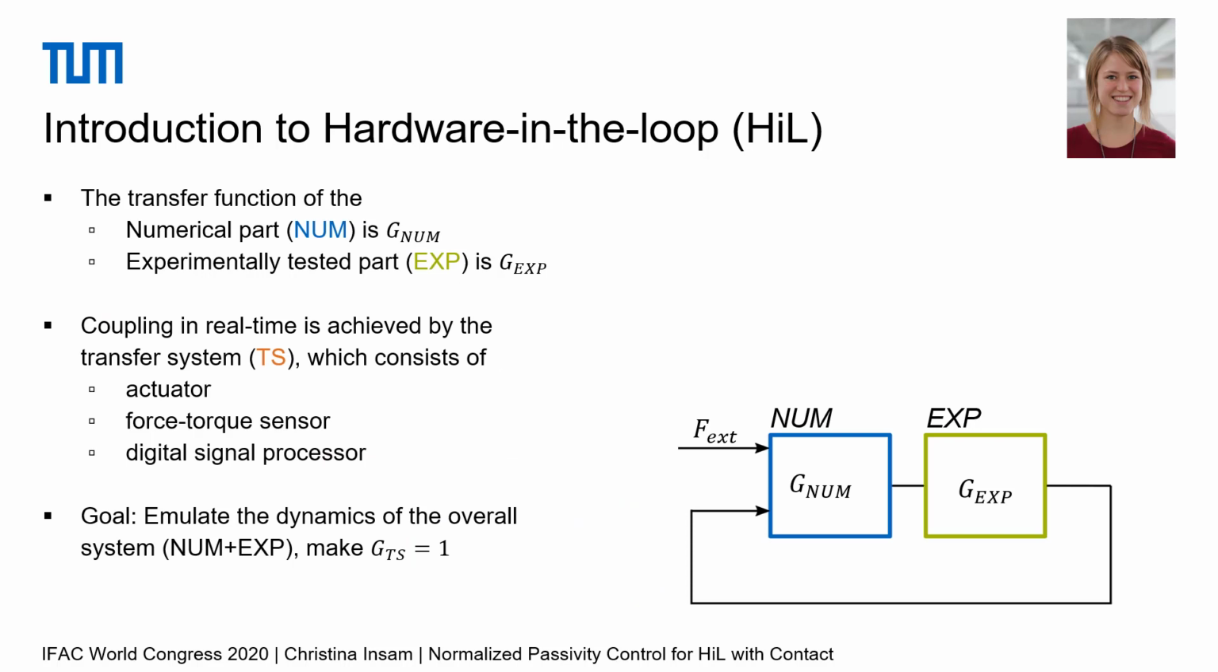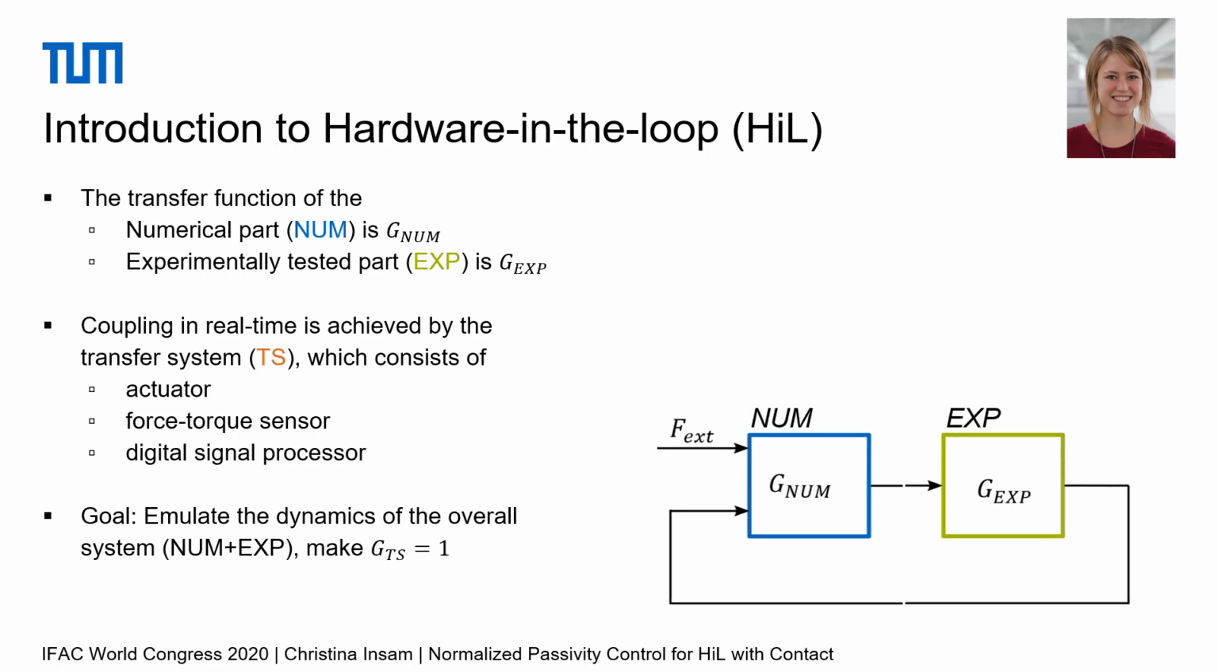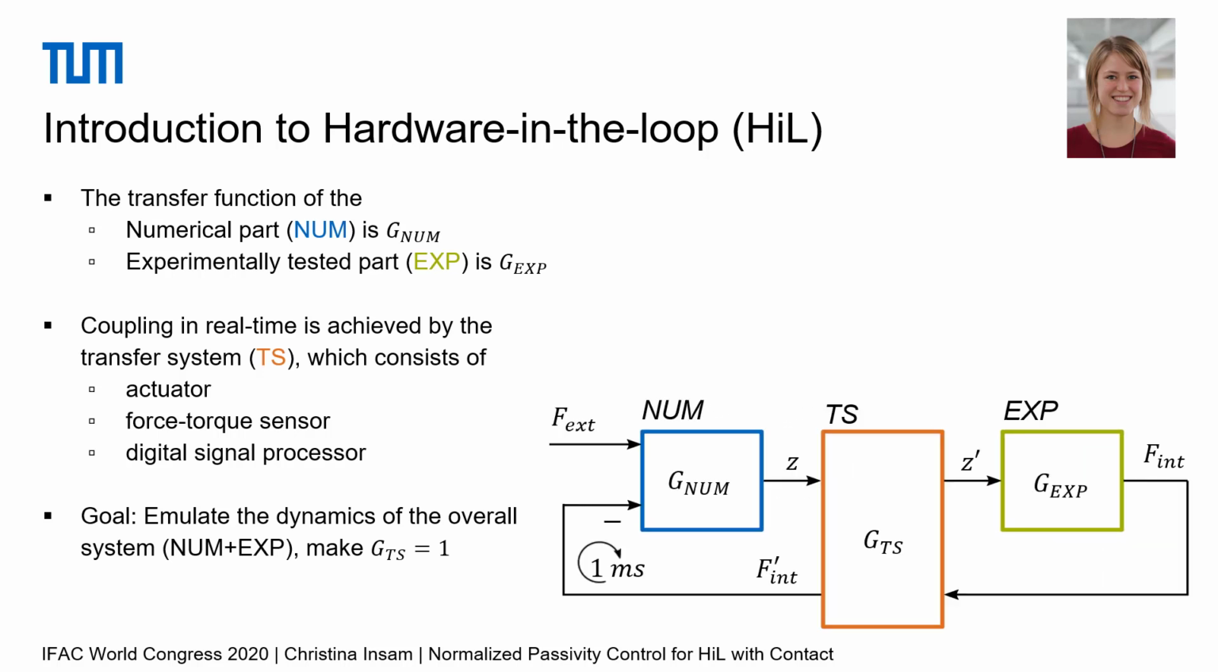This idea can be illustrated using the signal flow diagram known in control theory. What we want to investigate are the dynamics of the overall dynamical system. The whole system consists of the numerical simulation with transfer function g_num and the experimental part with transfer function g_exp. On the previous slide, I already mentioned that we have to couple the two parts at their interface, and the coupling is done using the so-called transfer system.